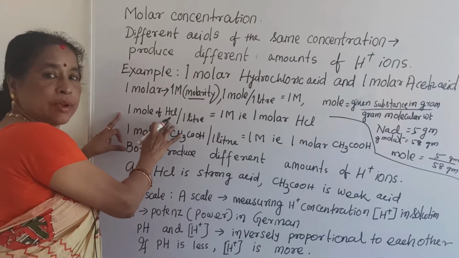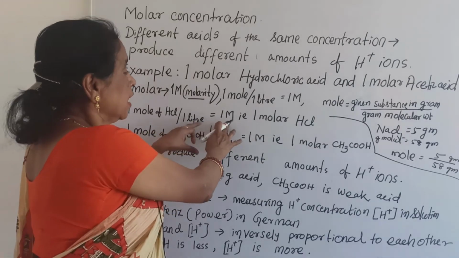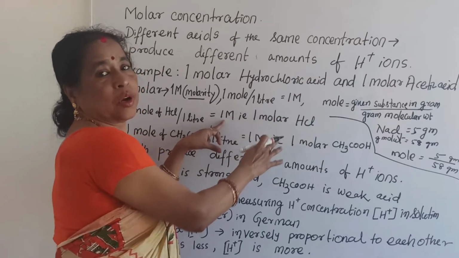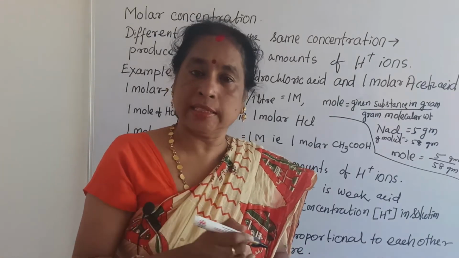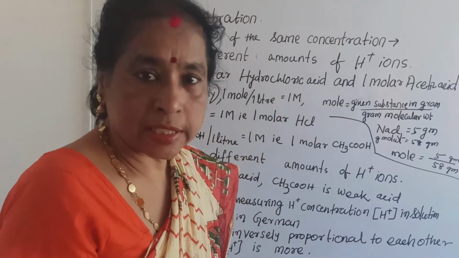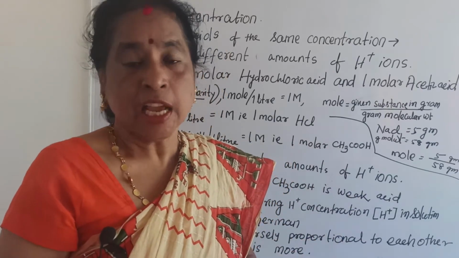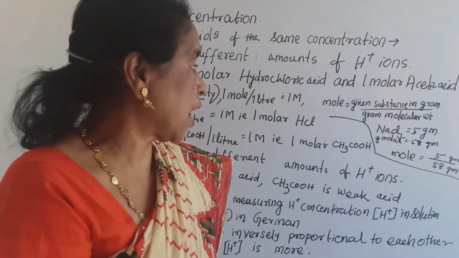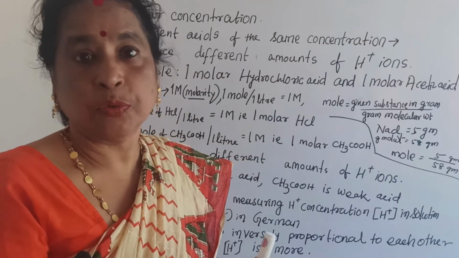1 mole of HCl, if dissolved in 1 liter of water, is 1 M, capital M, that is 1 molar HCl. This is known as 1 molar HCl. Similarly, you can say 1 molar acetic acid. You know hydrochloric acid, HCl, is a strong acid, and CH3COOH is a weak acid.